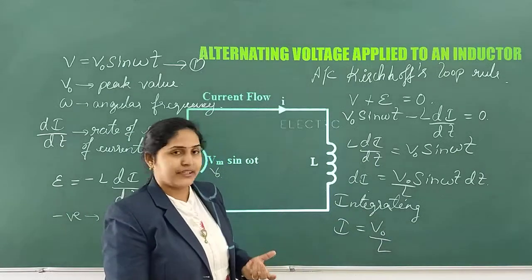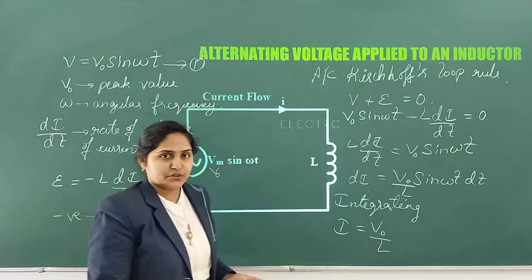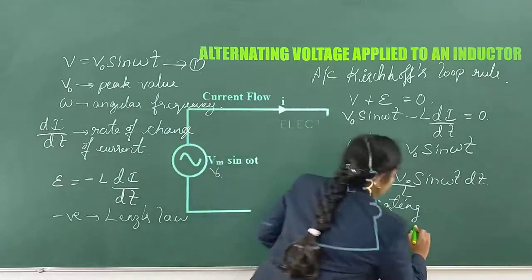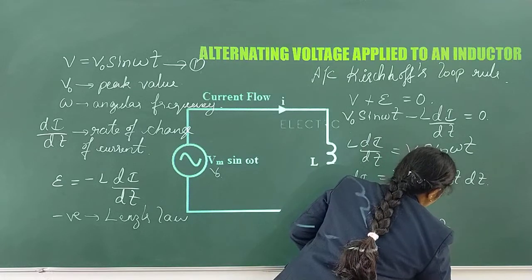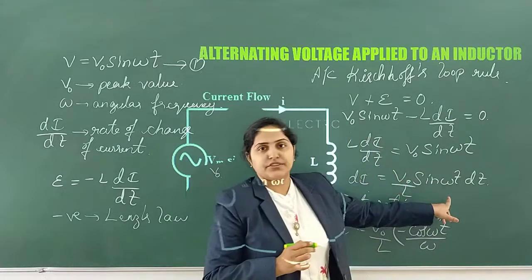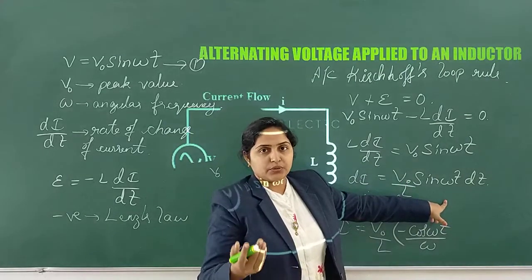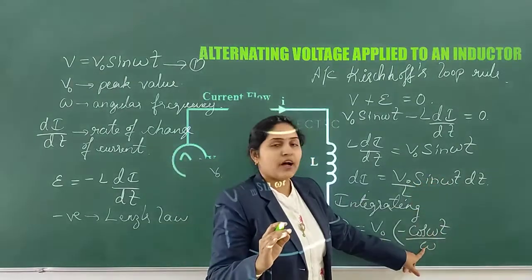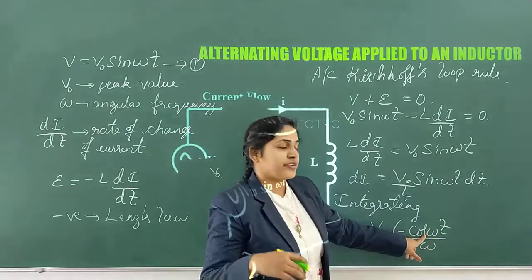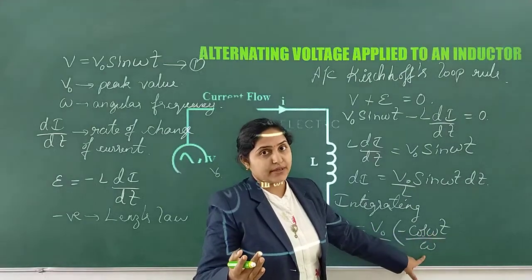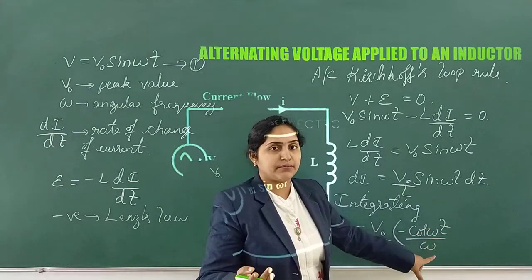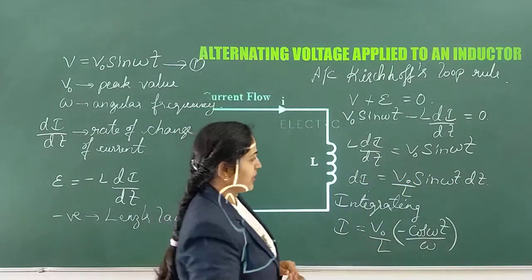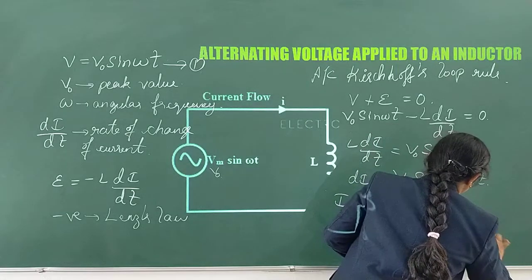Integration of sin omega t dt. Integration of sin is minus cos. So I'll write within bracket, minus cos omega t by omega. Since omega is constant here, we are integrating with respect to t, and along with t we have omega. So whatever the coefficient of t is, it comes to the denominator after integrating. Suppose it is cos at, it becomes cos at divided by a. Here omega is there, so cos omega t divided by omega, which is V naught by L, minus cos omega t divided by omega, plus constant.